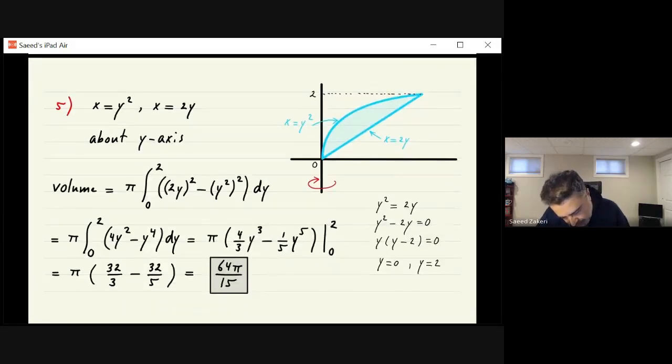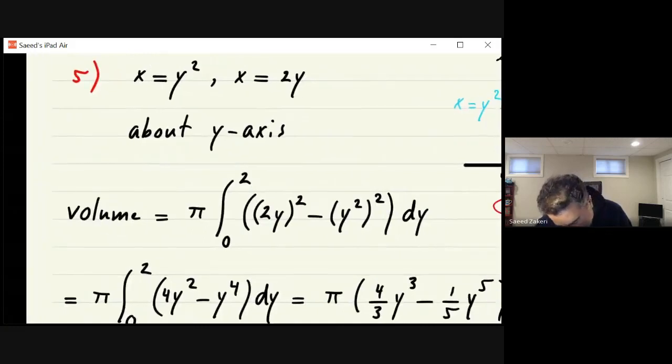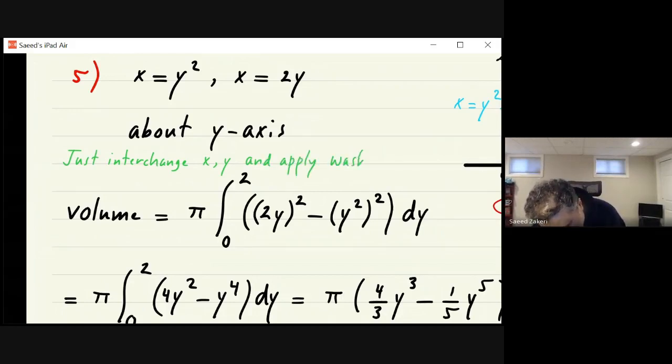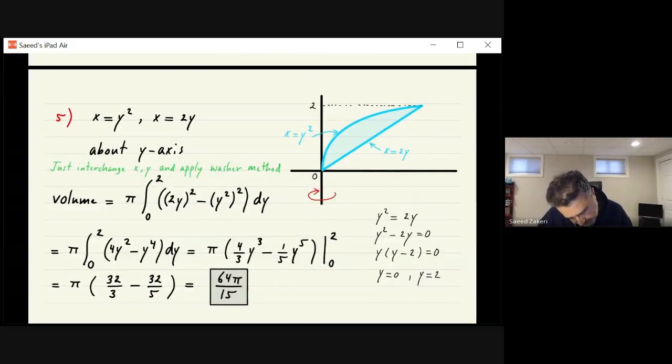So maybe I can put a comment here in case you review the stuff later, that just interchange x and y and apply the washer method. That's the idea here. Okay? All right.